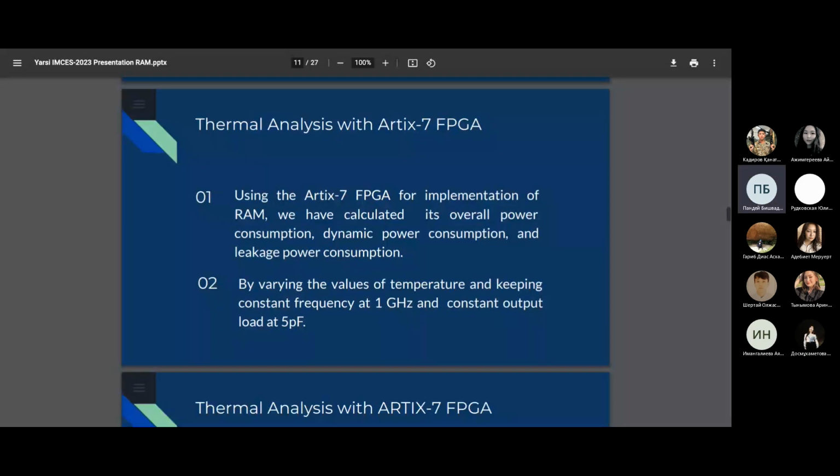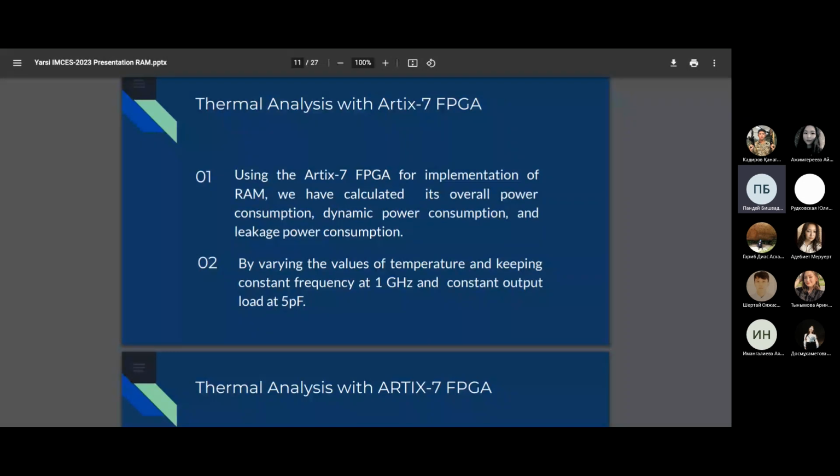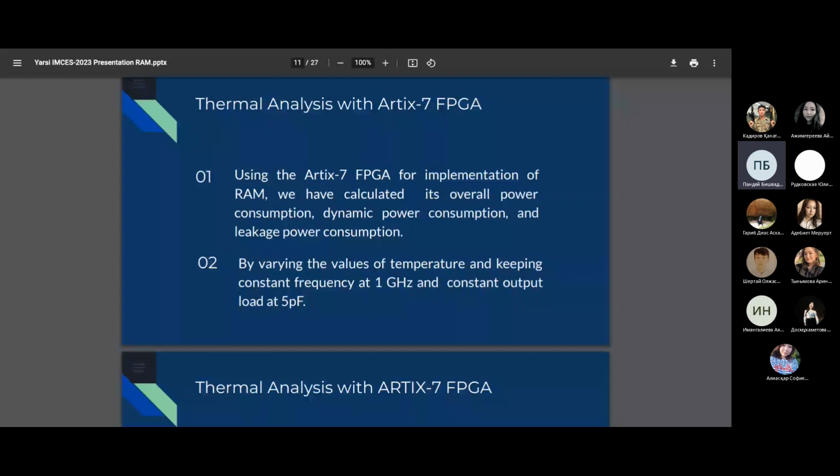Thermal analysis with Artix 7 FPGA. Use the Artix 7 FPGA for implementation of RAM. We have calculated its overall power consumption, dynamic power consumption, and leakage power consumption by varying the values of temperature and keeping constant frequency at 1 GHz and constant output load at 5 picofarad.